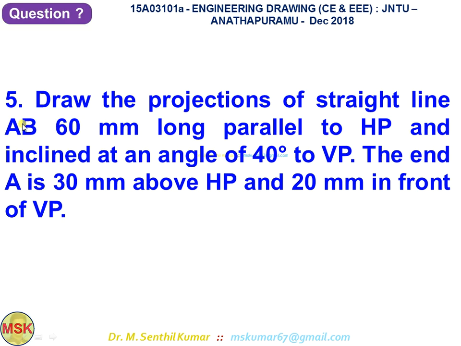Next problem. Draw a projection of a straight line AB 60 mm long, parallel to HP and inclined at an angle of 40 degrees to VP. The end A is 30 above and 20 in front. So it is a single inclination problem as far as the straight line is concerned. So very simple problem. This is the answer.